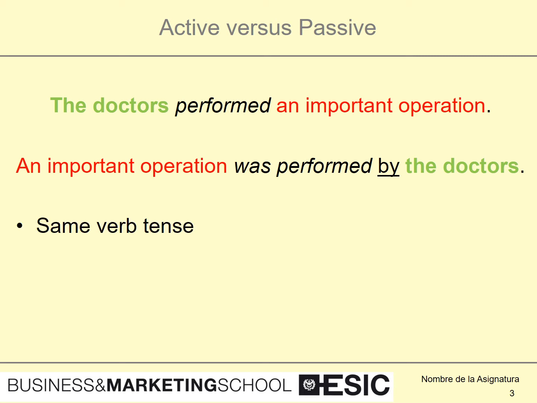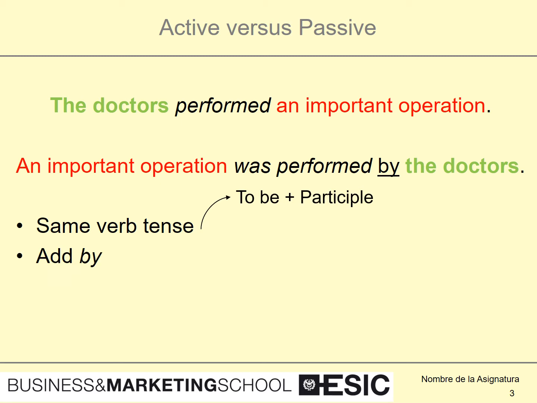What happens here? We always have the same verb tense. And when I say same verb tense, what I'm thinking about is the structure of the passive: there is always going to be to be plus a participle. So the verb to be is going to have the same verb tense as before. If performed was a past simple, was is a past simple. It happens to everything, even the most complex one. Present perfect. Everything is going to be the same verb tense always.